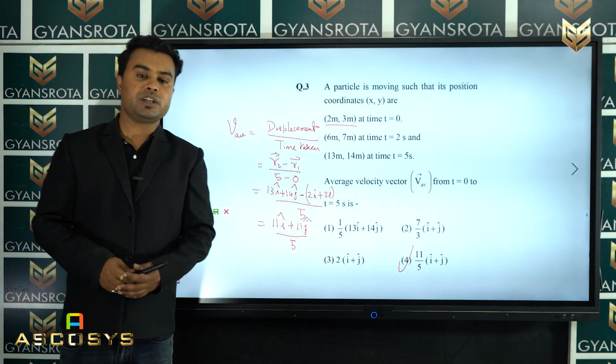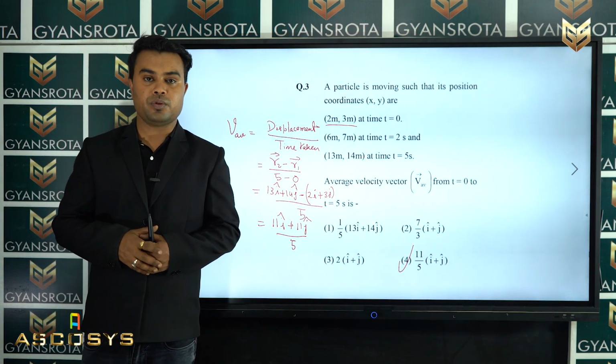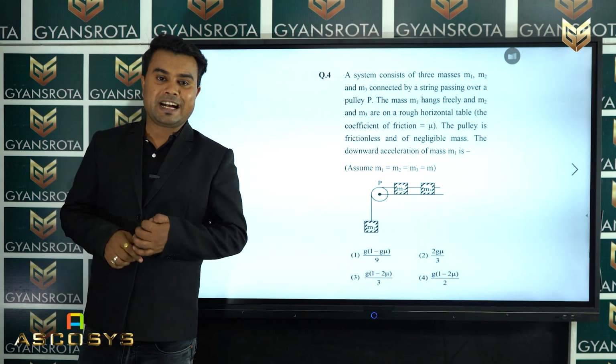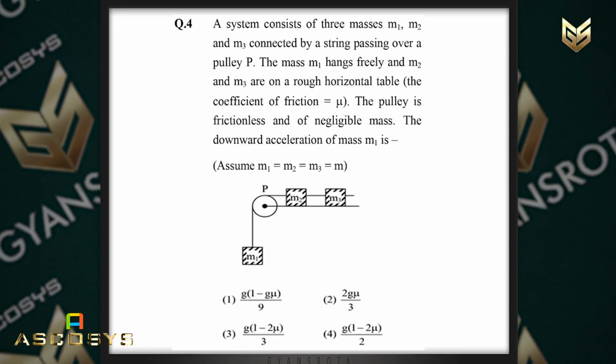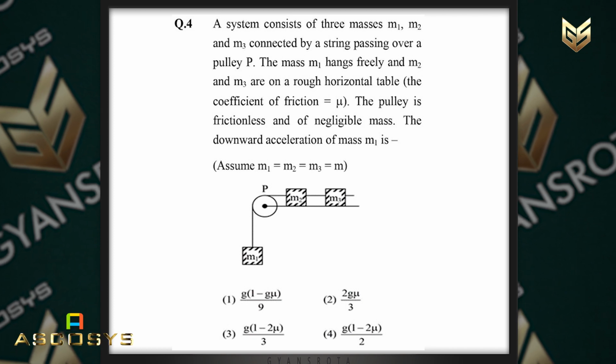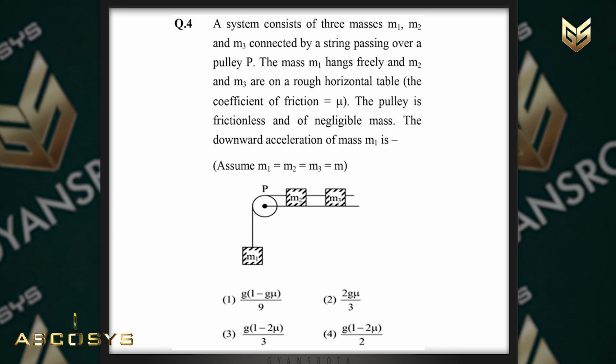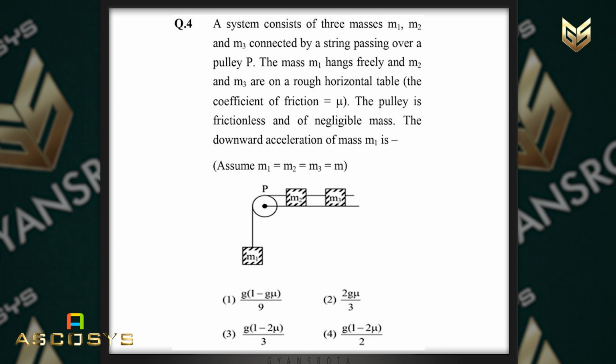Now let us move to the next question, question number 4. Students, the question says that a system consists of 3 masses m1, m2 and m3 connected by a string passing over a pulley P. As you can see, it is a pulley question. The mass m1 hangs freely and m2 and m3 are on the rough horizontal plane. Therefore, they will have friction, and the coefficient of friction is given to us, that is mu. The pulley is frictionless and of negligible mass.